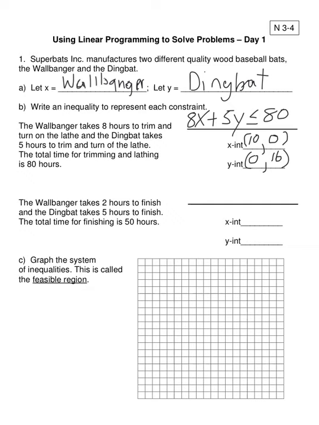Okay? Now the second constraint, the wall banger takes 2 hours to finish. So 2 hours times every wall banger, plus the dingbat takes 5 hours to finish. That's 5 times every dingbat. It is going to be a total finishing time of no more than 50 hours, so less than or equal to 50. Okay, same thing. I want to find an X and a Y intercept so I can graph it. So for an X intercept, plug in 0 for Y. So 5 times 0 is 0. So it leaves me 2x equals 50. Divide by 2, x equals 25.